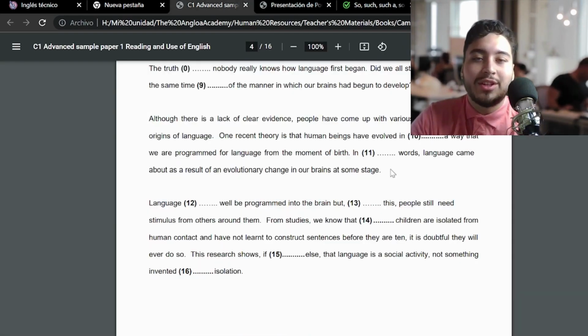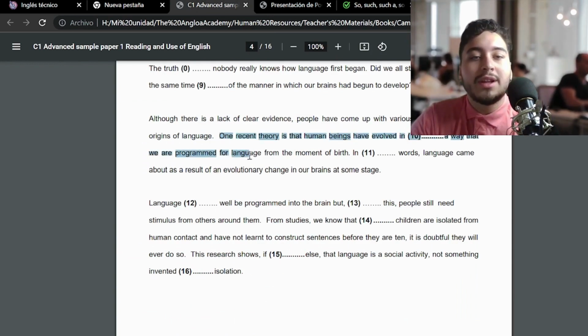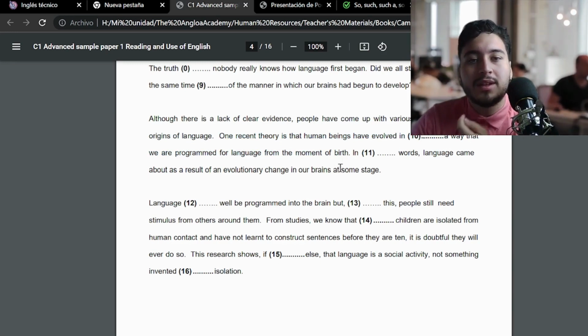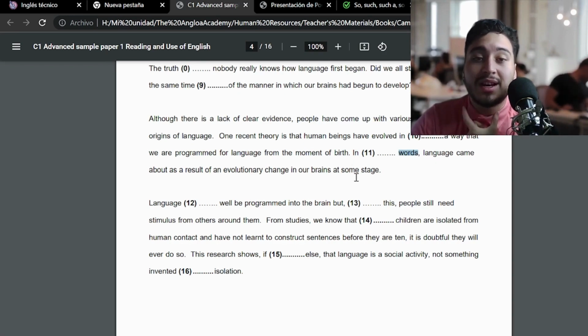Great, so let's go here. One recent theory is that human beings have evolved in such a way that we are programmed for language from the moment of birth. You see, we have evolved in a particular way or in such a way. Great, let's go. Here, more theory. In other words, language came about as a result of an evolutionary change in our brains at some stage. We're changing here the explanation we're given. That's a big point about it.